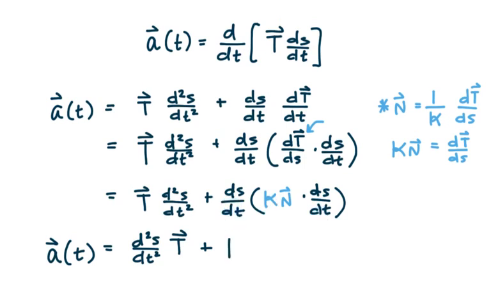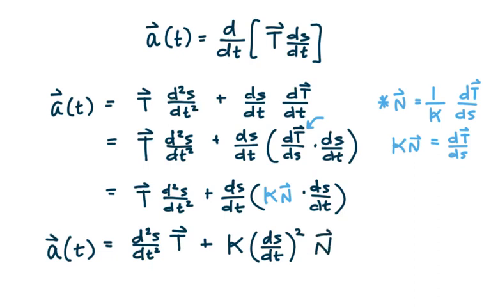So I'll say kappa ds dt squared, and then I have my normal vector still multiplied through here on the end. So this is what we're going to use as our acceleration vector format, okay? So again, what is acceleration? When we have an object accelerated by gravity, brakes, rocket motors, we need to know how much of the acceleration acts in the direction of the motion.